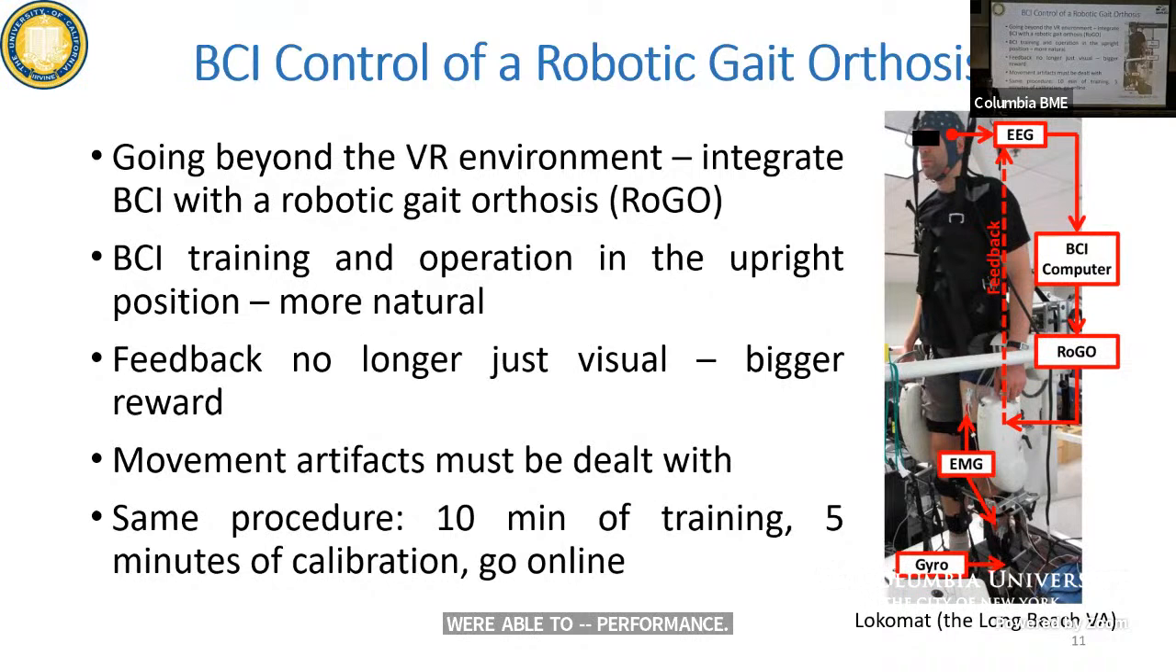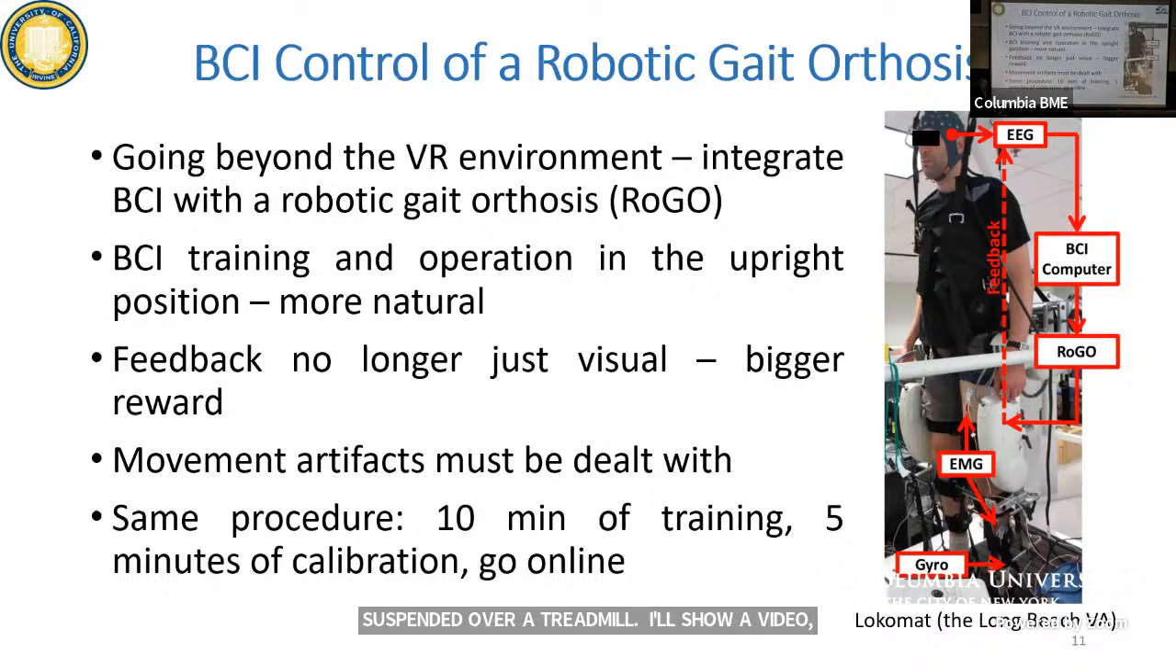So then, encouraged by these results, we wanted to go beyond the virtual reality environment and integrate our system with a physical prosthesis. So here you see a robot that is mostly used for stroke rehabilitation. It is suspended over a treadmill. I'll show you a video in just a moment, but I want to highlight a few important differences here.